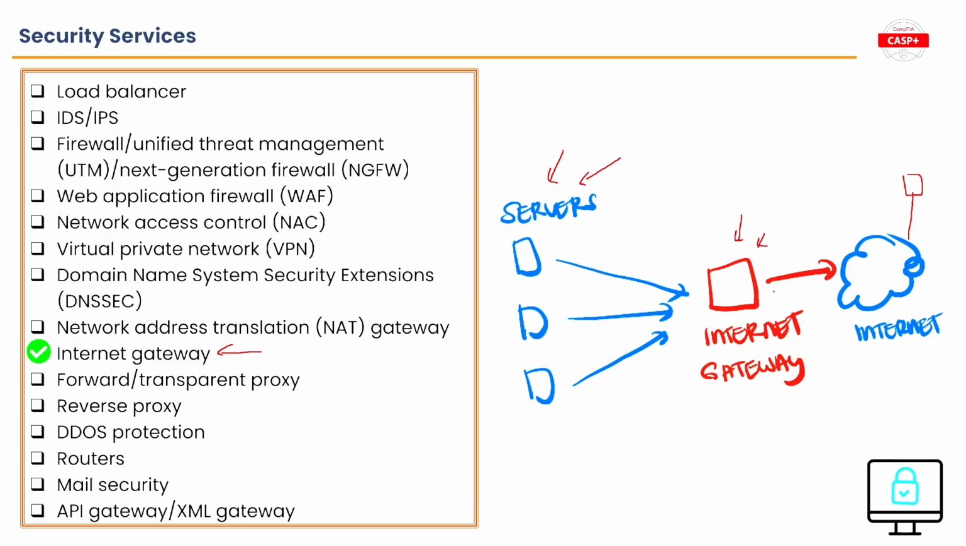This is also very popular in cloud networking. If you have servers within the cloud that need direct access to the internet for patch updates and so on, they can use an internet gateway directly.